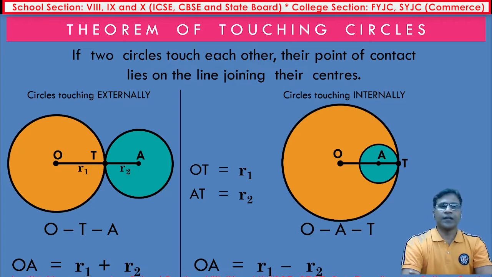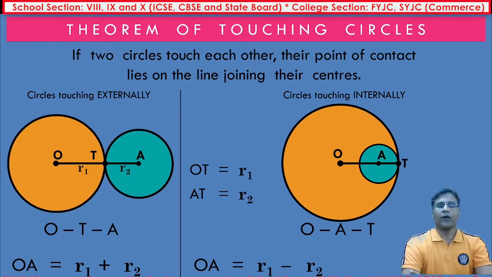So when the circles are touching externally, you get the distance between the two centers by adding the radii. And when the circles are touching internally, you get the distance between the two centers by finding their difference. Of course, greater radius minus smaller radius.